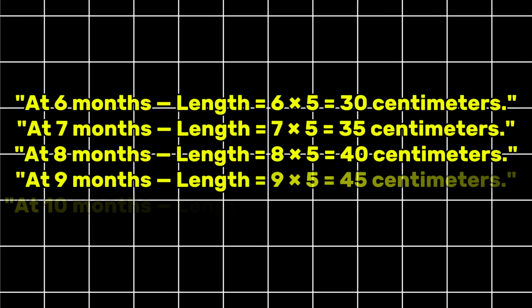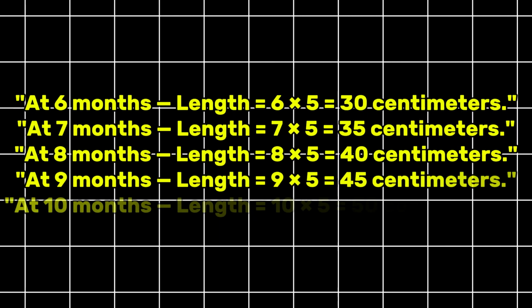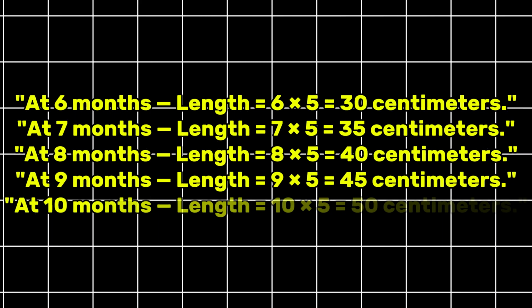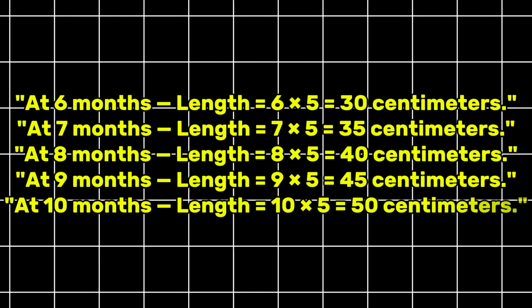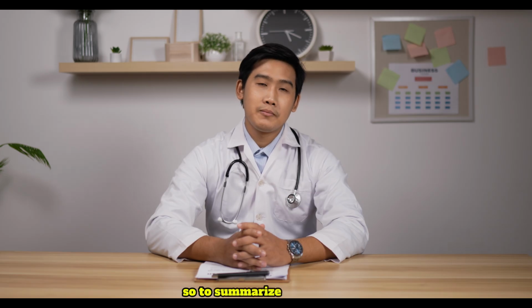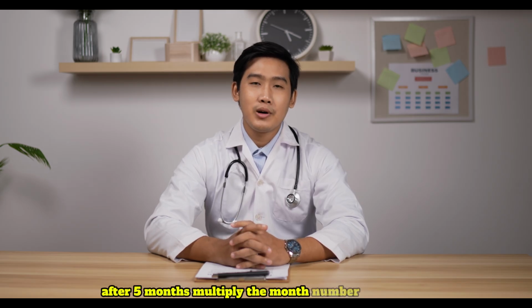At 9 months, length equals 9 times 5 equals 45 centimeters. At 10 months, length equals 10 times 5 equals 50 centimeters. So to summarize Haase's rule, first 5 months, square the month number. After 5 months, multiply the month number by 5.